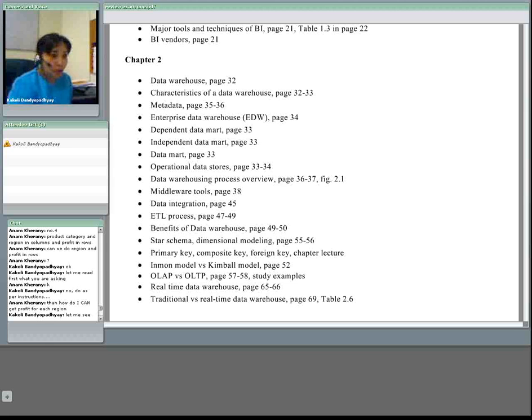Then you need to know what are middleware tools. Middleware tools like ColdFusion will enable access to the data warehouse from a variety of front-end applications. There are questions on independent data mart, metadata, enterprise data warehouse, operational data store, middleware. So please learn them with examples. Lot of questions, okay?